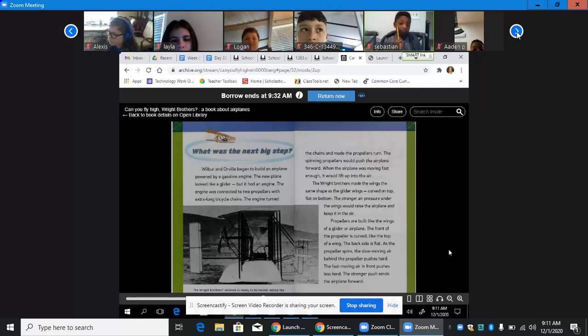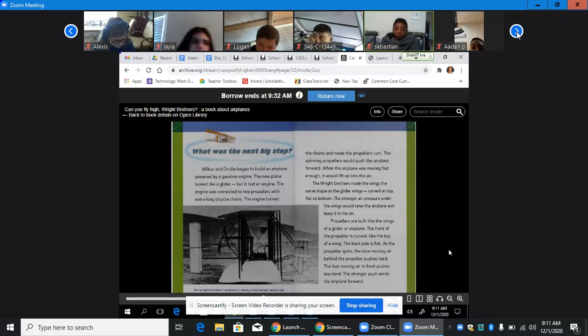The Wright brothers made the wings the same shape as the glider wings. So they were curved on the top and flat on the bottom. You can kind of see that in this photo. Curved on top, flat on the bottom. The stronger air pressure under the wings would raise the airplane and keep it up in the air.